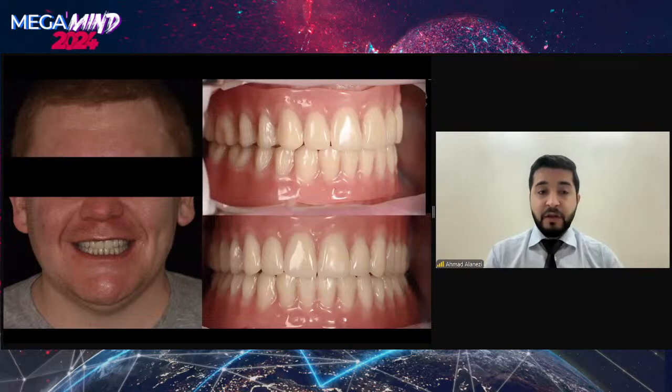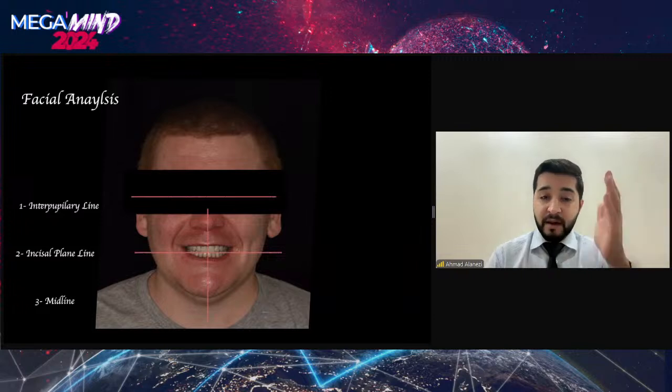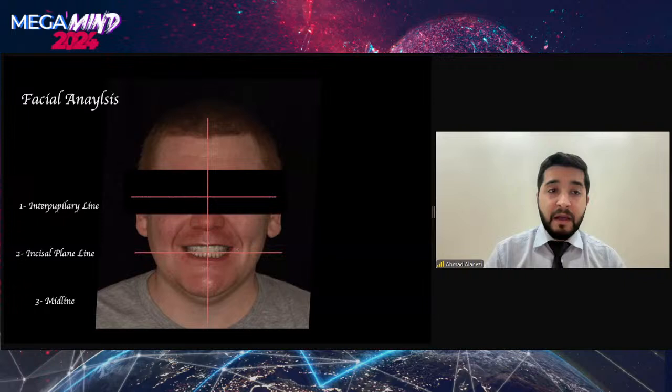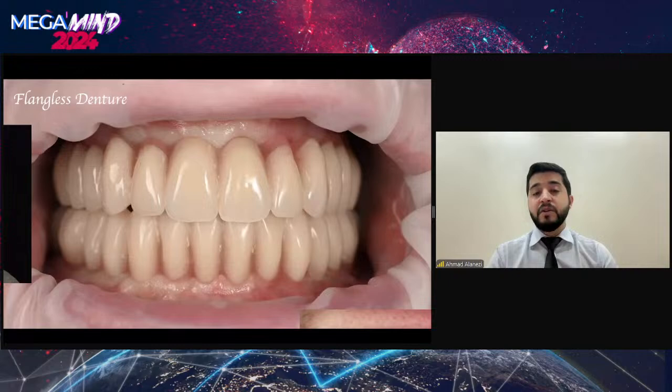And then we also wanted to evaluate the interpupillary line with the incisal plane line, as well as to know whether the midline is in the center or not, because this denture will serve as a prosthetic template for your implant planning and for everything that comes after that. Not only did we do the denture, we did the flangeless denture as well. And we wanted to evaluate the incisal plane, the lip support, the teeth display and the buccal corridor.